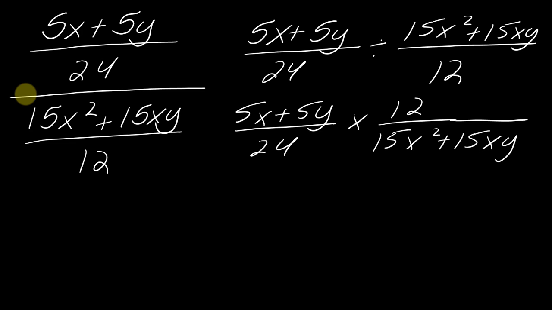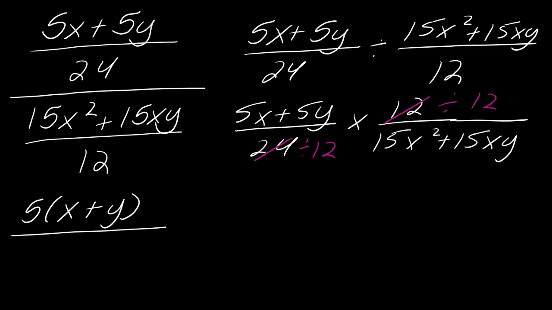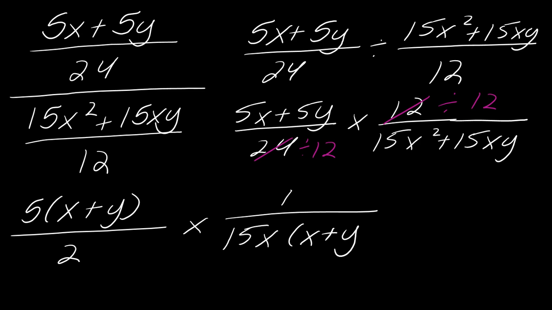And so now what else can I do? Well, I can divide the top and bottom here by 12. And then there's some factoring that I can do. So I can factor out 5. Let's see, this becomes 2. This is a 1. And then let's see, what does this become? This becomes 15x. And then this is still x plus y. And then I can see some other cancellations that I can make. So there's a whole bunch I can do actually.